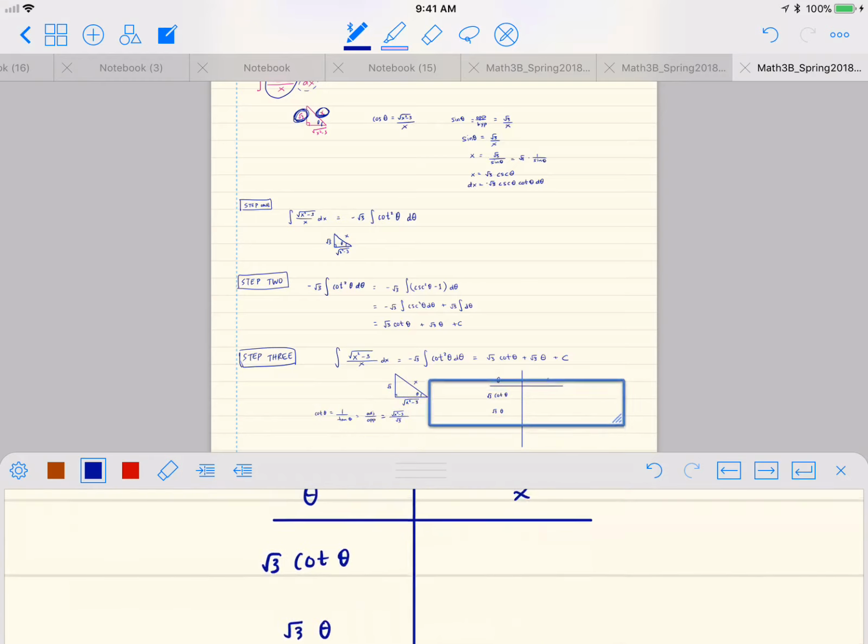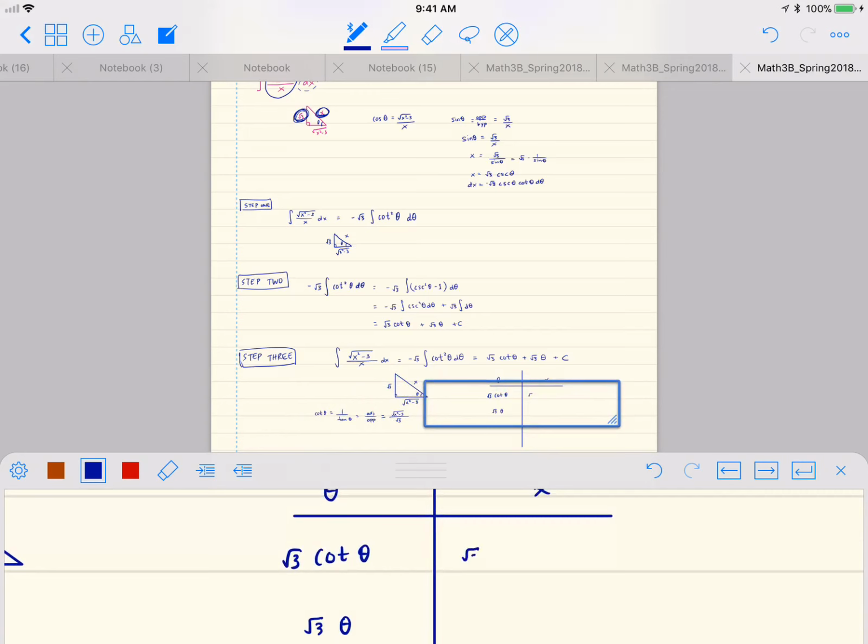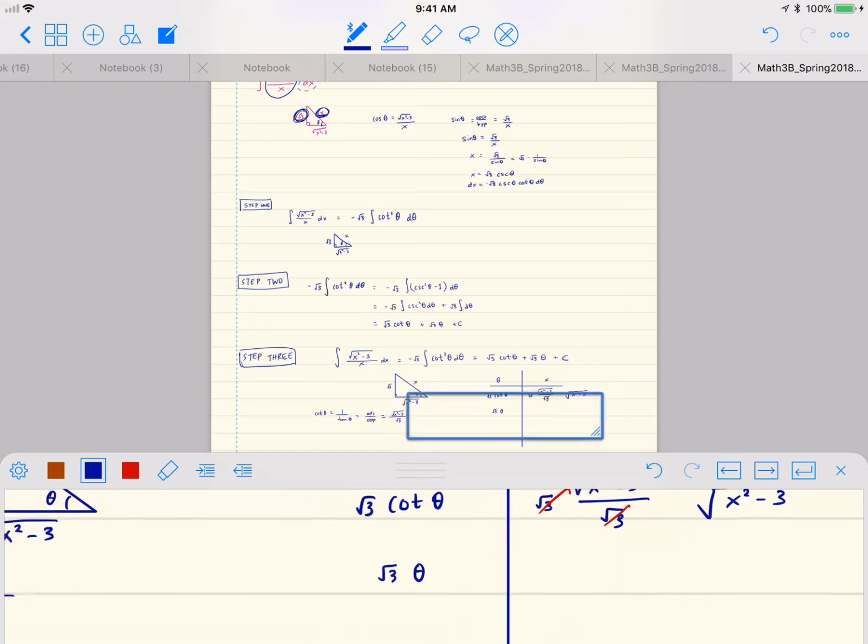All right. So if we take this and multiply it by square root of 3, we'll have square root of 3 times the square root of x squared minus 3 over square root of 3. Those coefficients are going to cancel out, and we just get the square root of x squared minus 3.